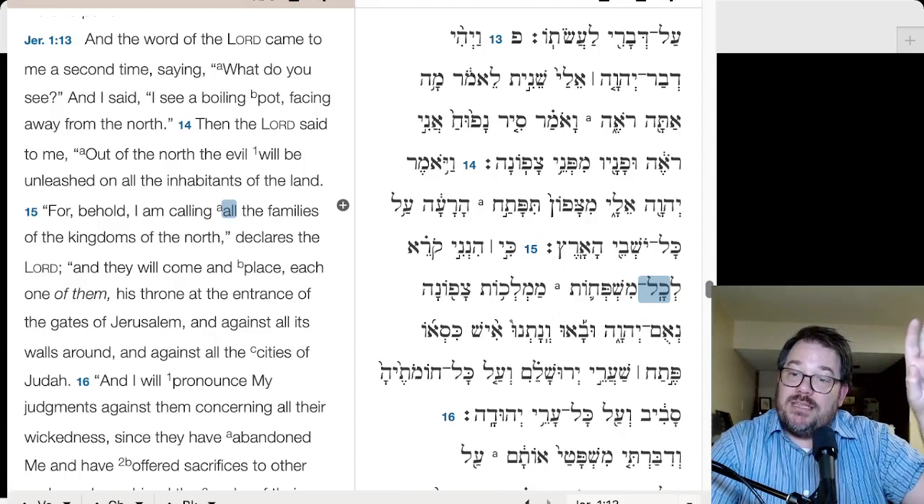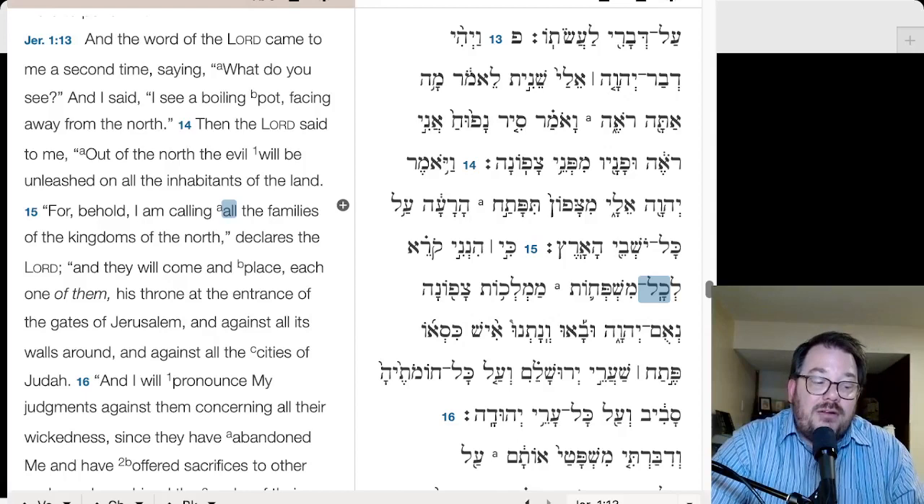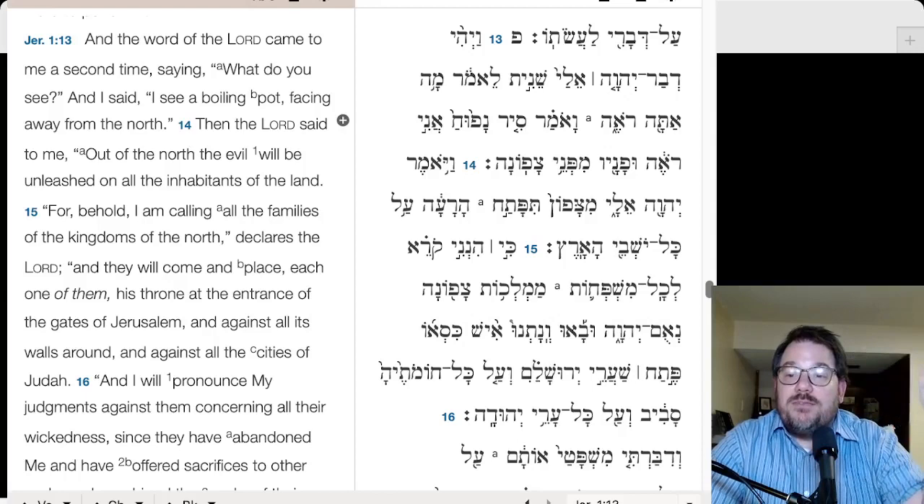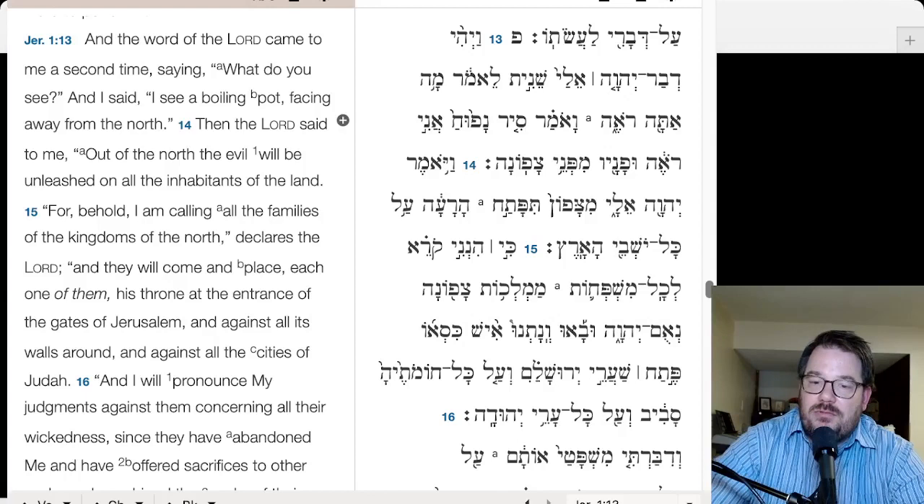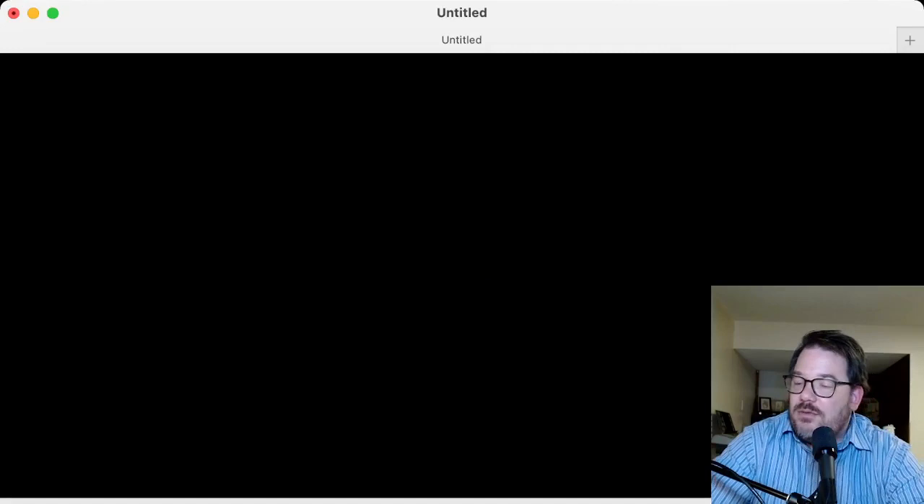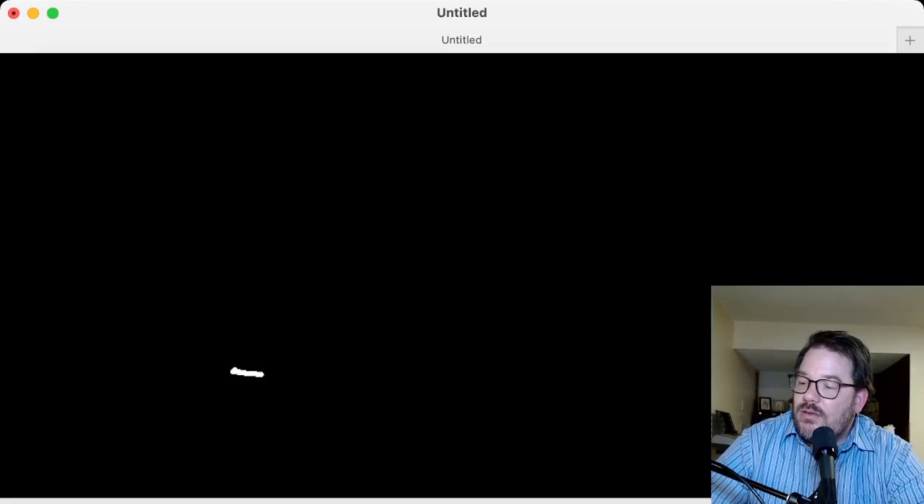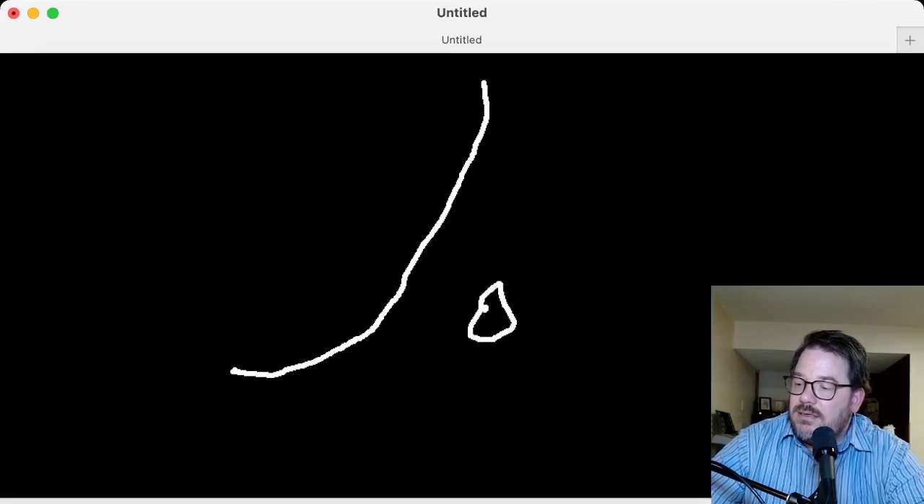And God says, okay, out of the north, verse 14, the Lord said to me, out of the north, the evil will be unleashed on all the inhabitants of the land. The north is frequently the source of invasions for Israel. So when you look at where Israel is, maybe I could do this really quickly on a map. I should have had another map pulled up, but that's okay. So you have Israel. Okay, you have the Dead Sea, the River Jordan, Sea of Galilee, and the north.